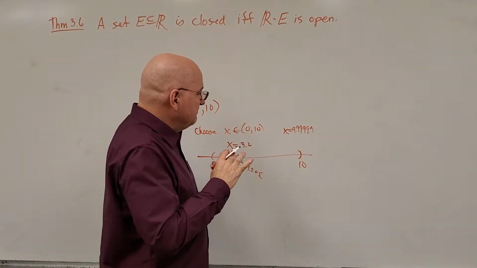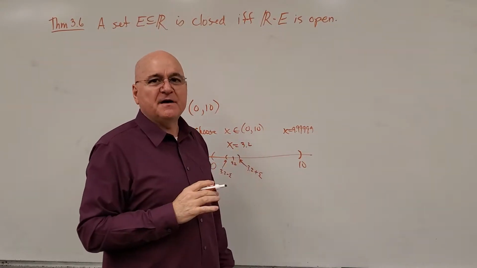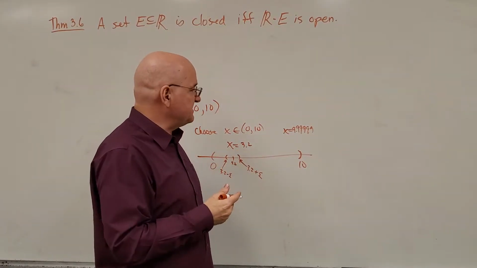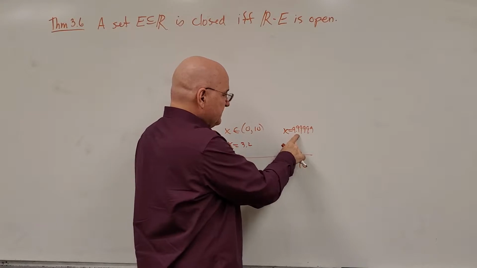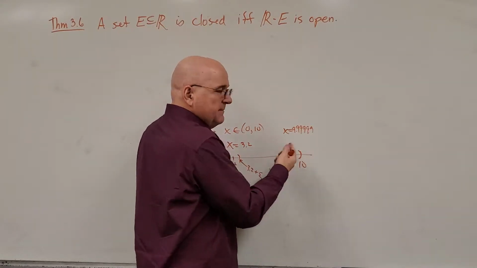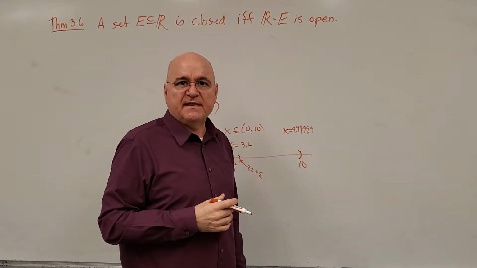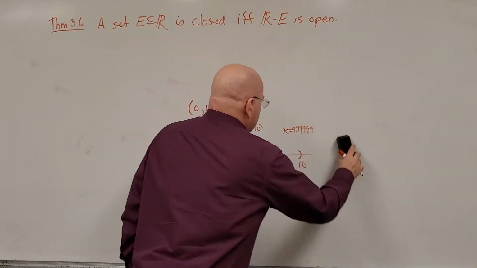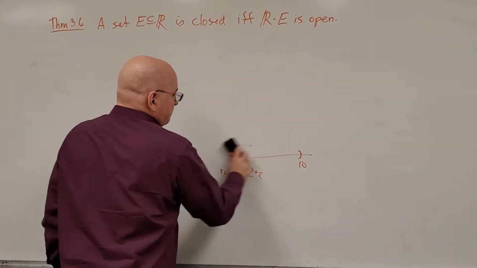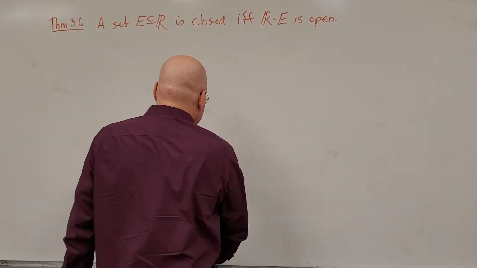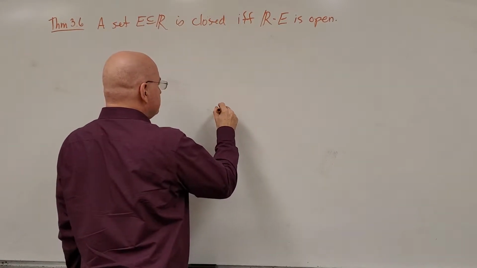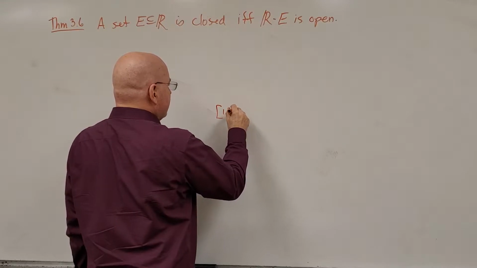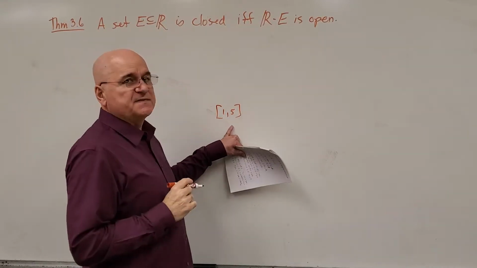And one common way of coming up with that is just taking half of the distance from this to 10 and make your epsilon equal to that. Okay, so open intervals are open sets. How about closed intervals? 1 to 5. Is this an open set?